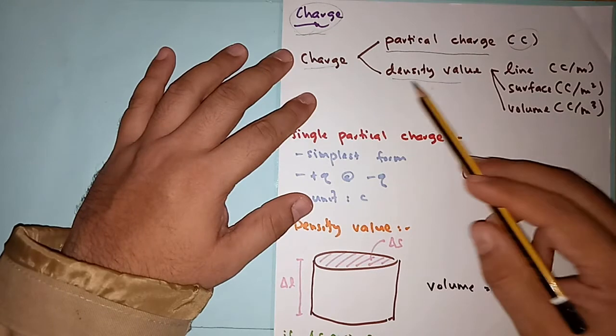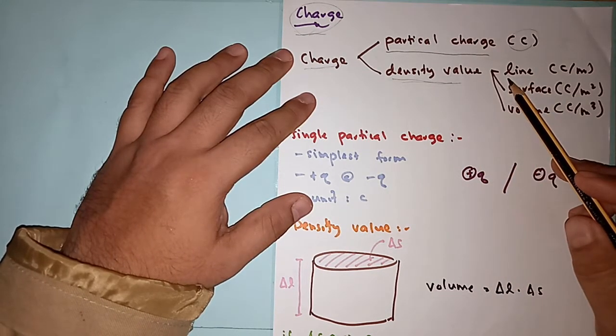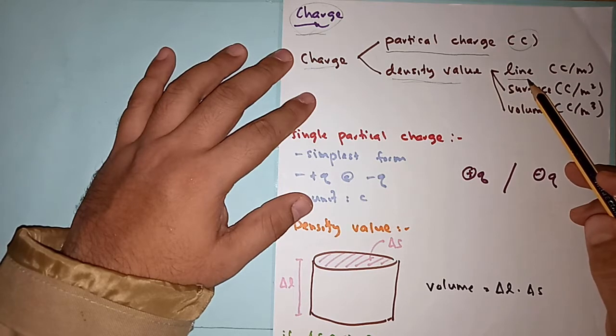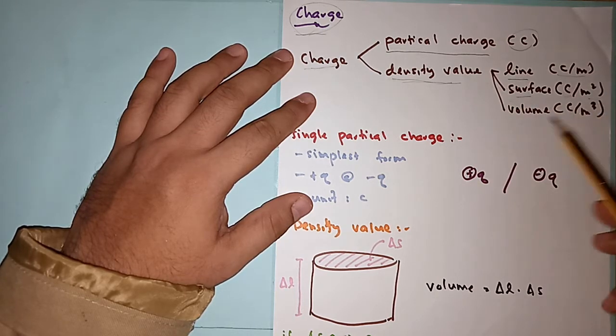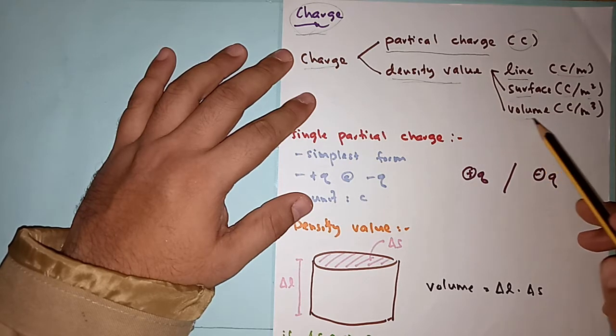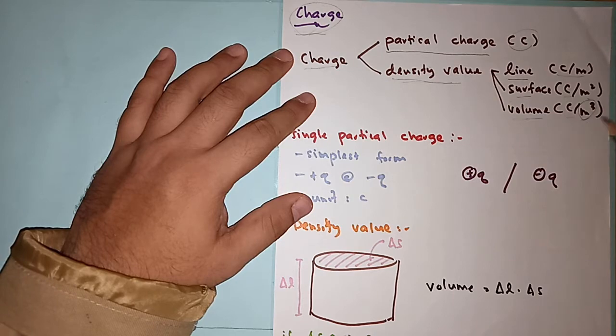The density value can be divided into three types. The first is line charge density, and the unit of it is coulomb per meter. The second type is surface charge density, and the unit of it is coulomb per meter squared. And the last one is the volume charge density, and the unit of it is coulomb per meter cubed.